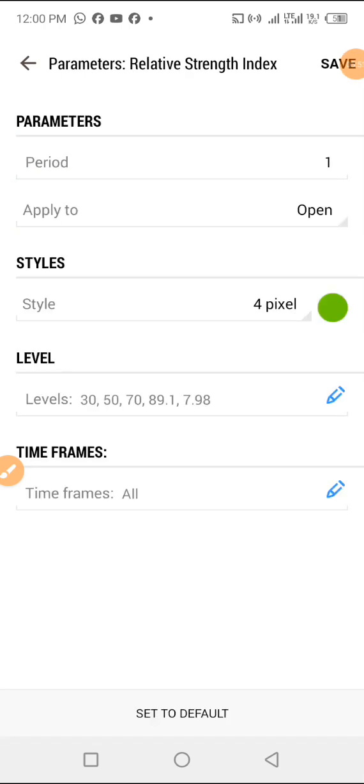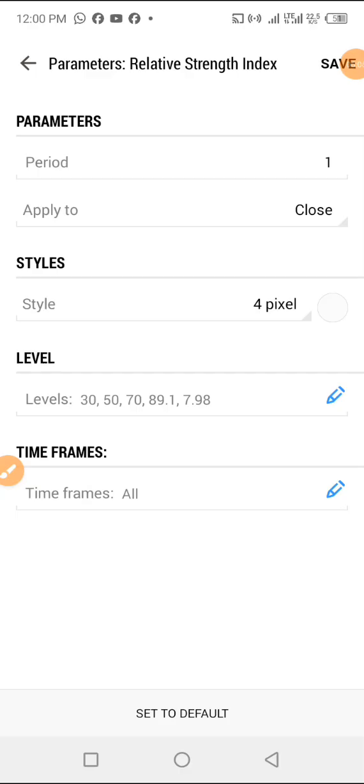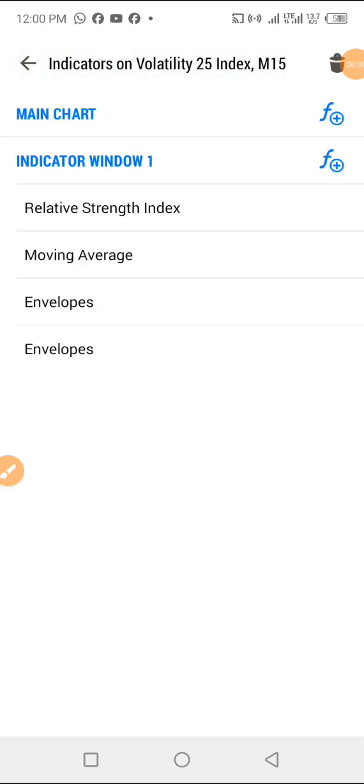Now for the RSI, we have a period of 1, apply to close, not open, sorry. Then use the background color. We don't need that, and go to the levels. Under the levels, we have 30, 50 is your area of take profit, 70, 89.1 is the area to sell, 7.98 is the area to buy. Then you click on save.